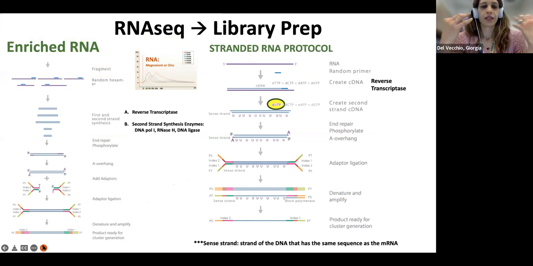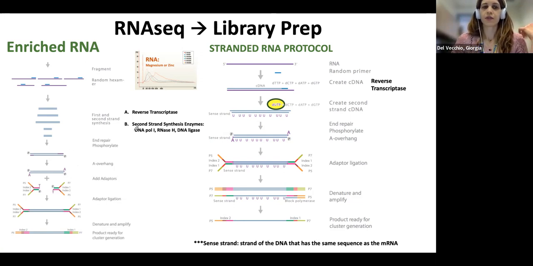Okay, so the pipeline we just analyzed for RNA library prep is the old style RNA library prep. So now we have another approach available for RNA that's called stranded RNA protocol, and it's actually more accurate. So why is that more accurate?